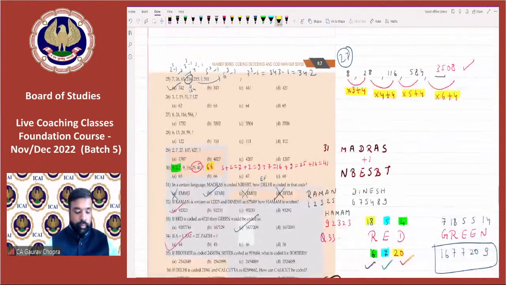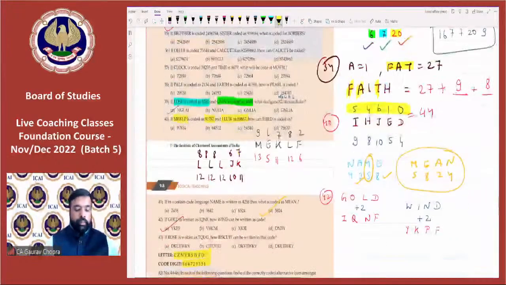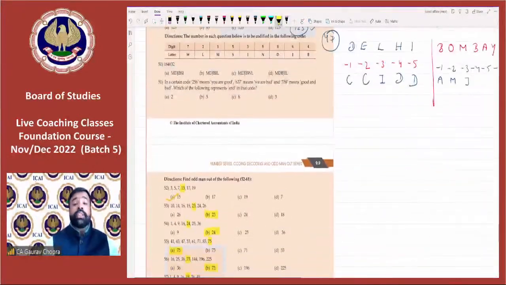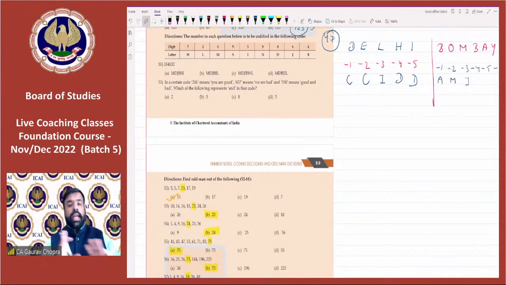Okay. So now we have completed the whole chapter. We have done almost each and every question from this chapter. So number series, coding, decoding, everything, odd one out. I hope you have found this chapter very interesting. And this is a 100% scoring chapter. You can score full marks from this chapter. Okay. So practice all these sums today once again so that it becomes perfect.